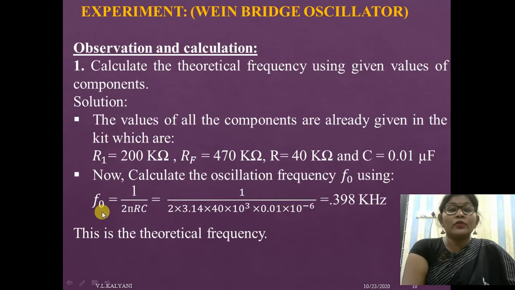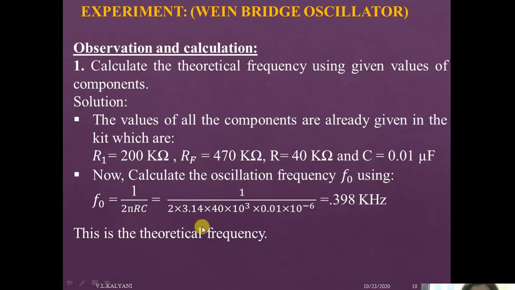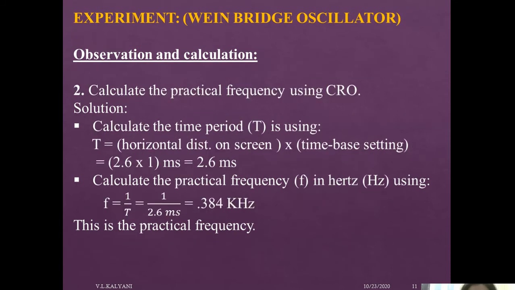So here, to calculate the oscillation frequency, the formula for the Wien bridge oscillator will be equal to 1 upon 2 pi RC. As we have already discussed in our previous lecture, the formula of this Wien bridge oscillator for calculating the oscillation frequency will be f naught equal to 1 upon 2 pi RC. So the oscillation frequency will be 0.398 kilohertz. So this is your theoretical frequency, and now calculate the practical frequency using the CRO.